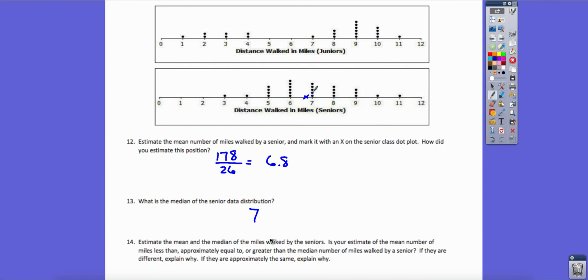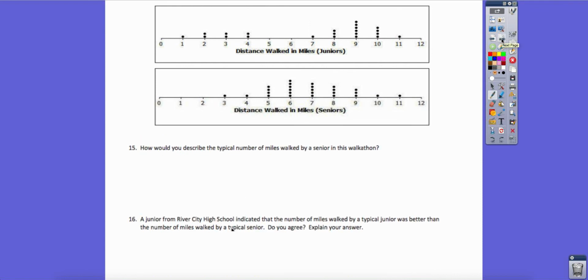Number 14, it says, estimate the mean and the median of the miles walked by the seniors. Is your estimate of the mean number of miles less than, approximately equal to, or greater than the median? They're pretty much the same. 6.8 and 7 are pretty darn close. And what we know is that the data is symmetrical. And that's why they're pretty darn close.